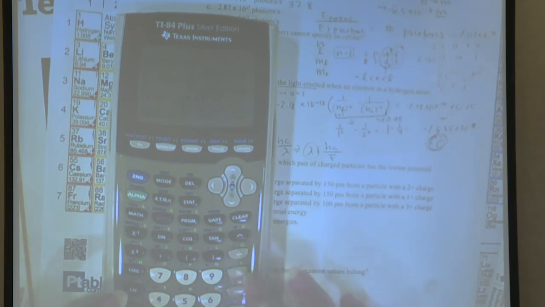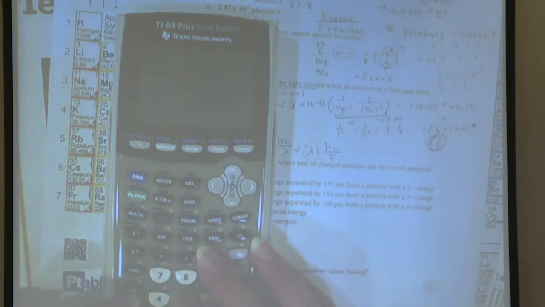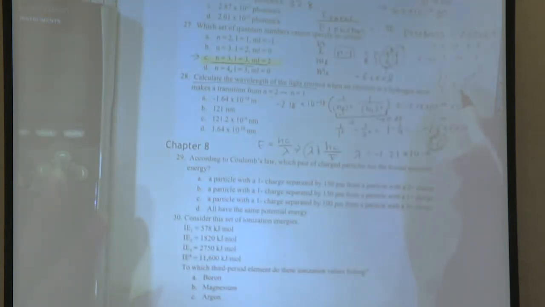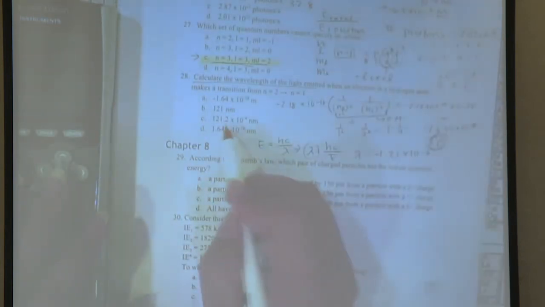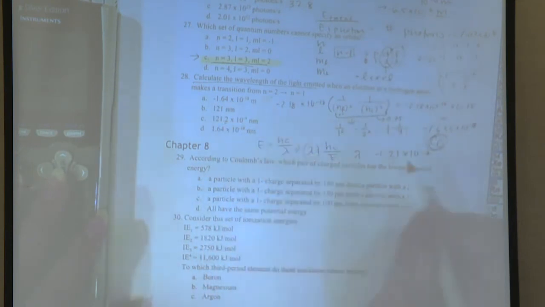-1.63 times 10 to the, was it -18th, right? And our wavelength is going to be -1.21 times 10 to the -7th, which happens to be this one, actually. I don't know why I wrote it like that for the answer. I should have written it like this.